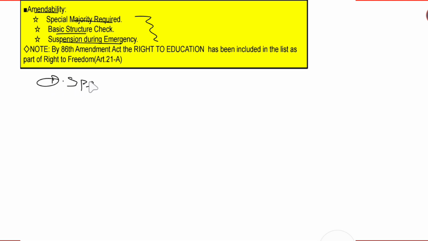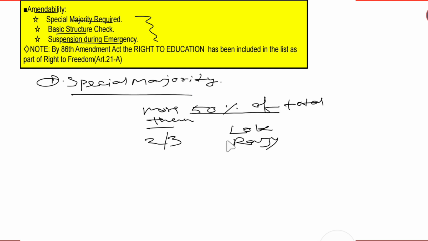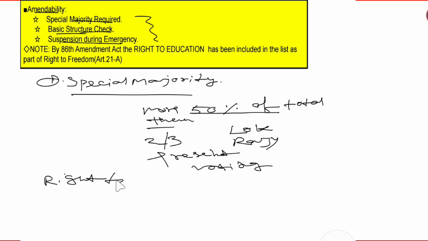Next is the amendability of the fundamental rights: special majority required, basic structure check, suspension during emergency. Let's read about them one by one. Number 1 is special majority. Any amendment to fundamental rights must be passed by a special majority, that is more than 50% of total membership.